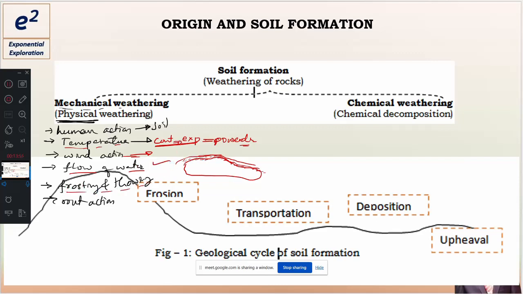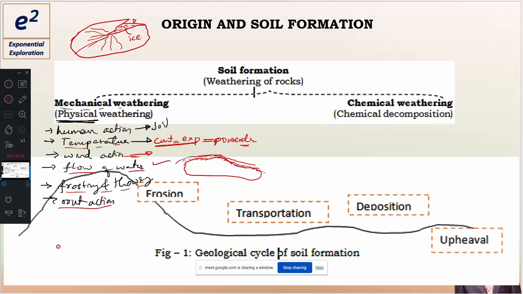Frosting and thawing action, for example, this is a rock, frost action. Then water will store here. Then this water, in cold winter season, becomes ice. When this water becomes ice, it will expand. That ice will expand, therefore it will form some cracks in the rocks, therefore this rock will be disintegrated.